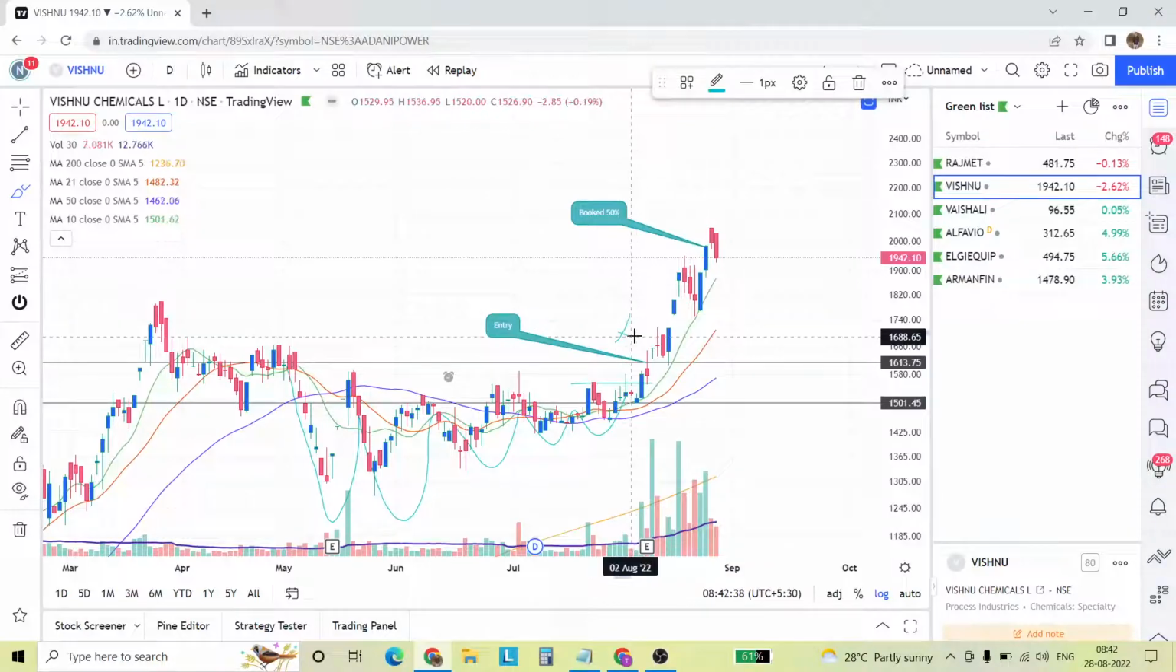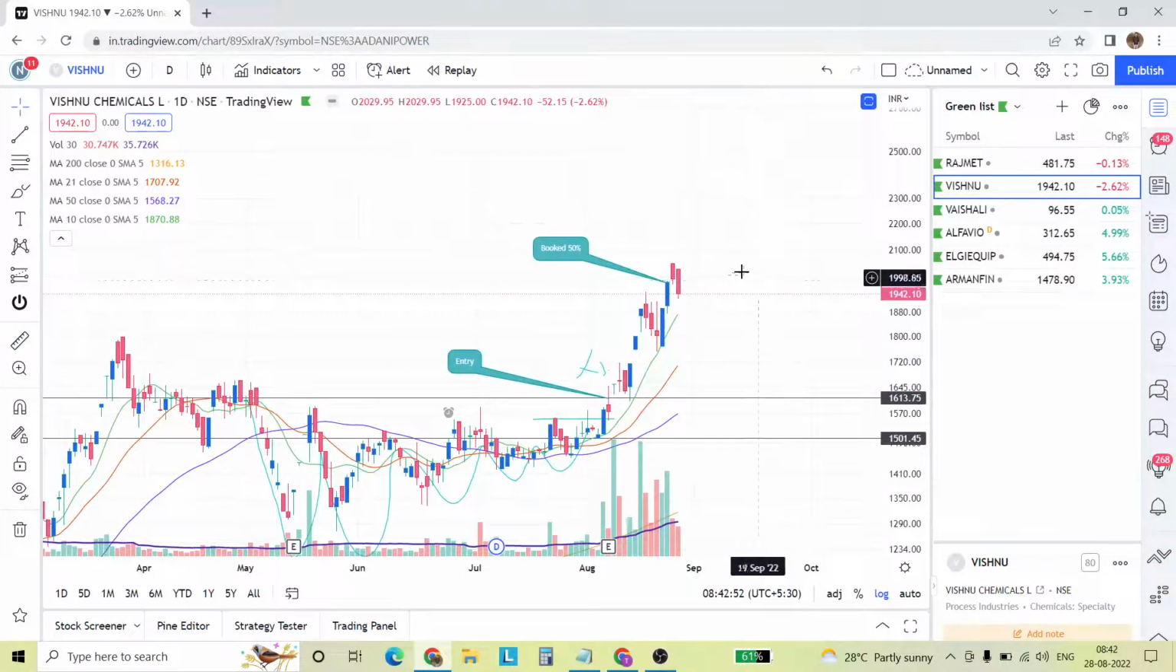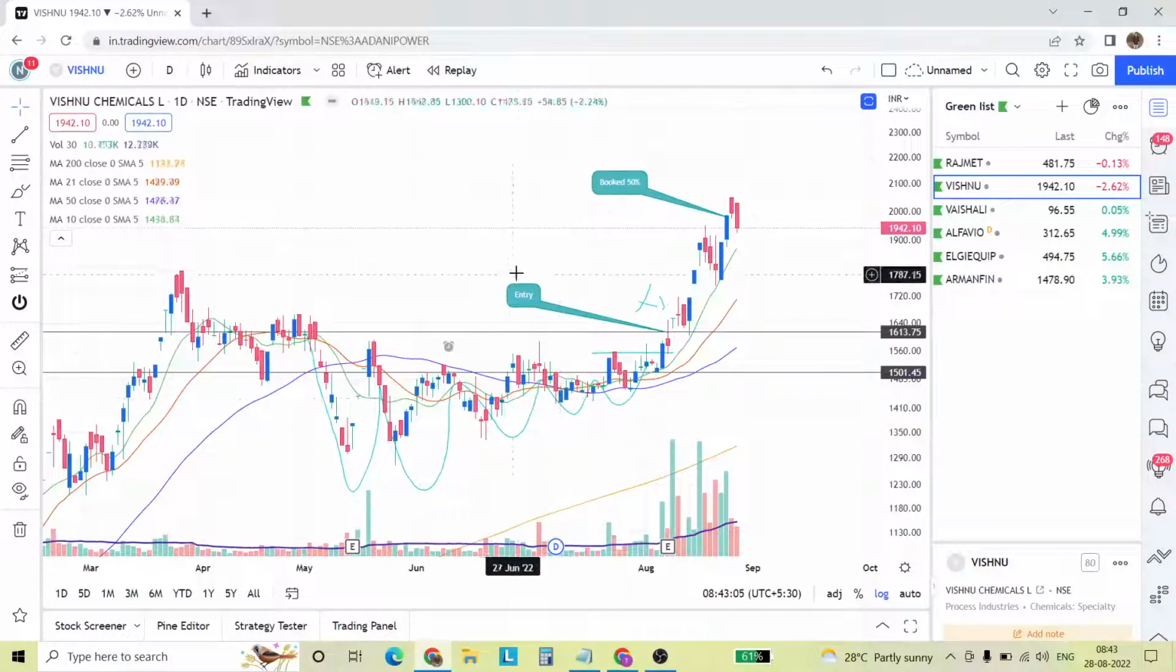Basically I could have added here, but I did not add. Did I add? I'm not sure. I don't think so. I didn't add on this one, I think. Anyway, it is up around, so I booked around 24%. Let's see how it goes. I'll wait for it to move up, or maybe if it falls below this one, which is still far, so it may consolidate for a day or two, and then it can start moving upwards. Everything is good on this one.